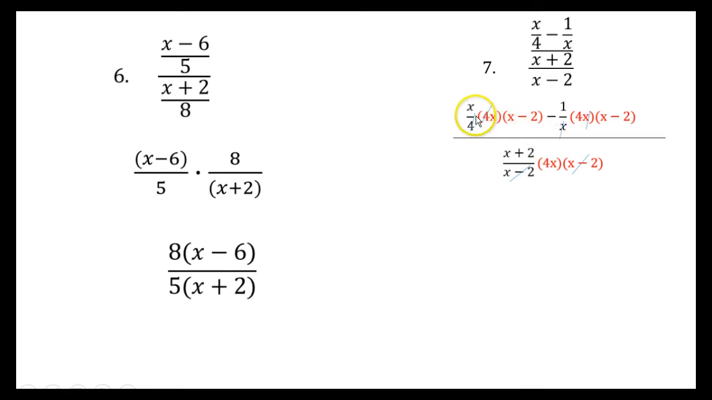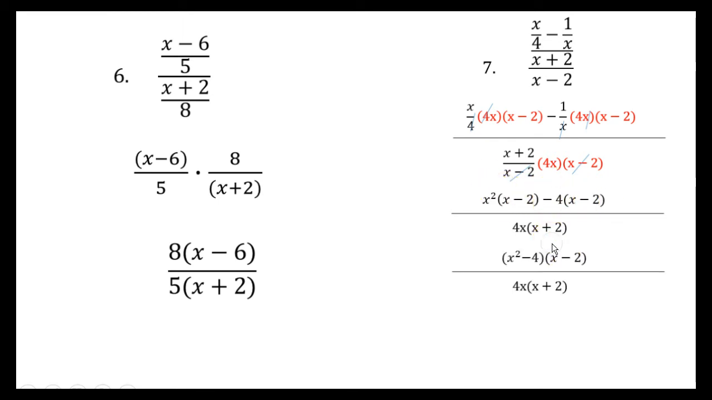Okay, if you look at the top, we're left with x times x, or x squared times x minus 2, minus 4 times x minus 2, all over 4x times x plus 2. So I've just taken all the red and placed them next to what they're being multiplied by. Recognizing that this x minus 2 and this x minus 2 match, I can take x squared minus 4 and everything on the outside.